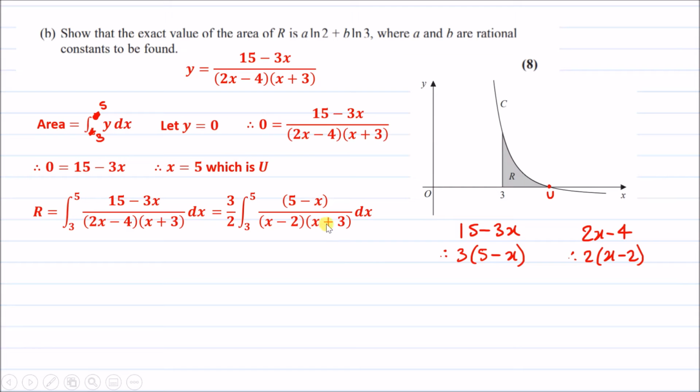Now, the next step is to literally separate this into 2 separate fractions, because that's the only way to integrate it. When you've got loads of parts like this, like 2 linear terms, you've got to use partial fractions.